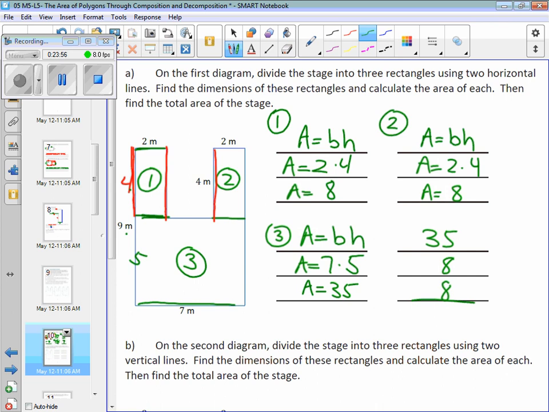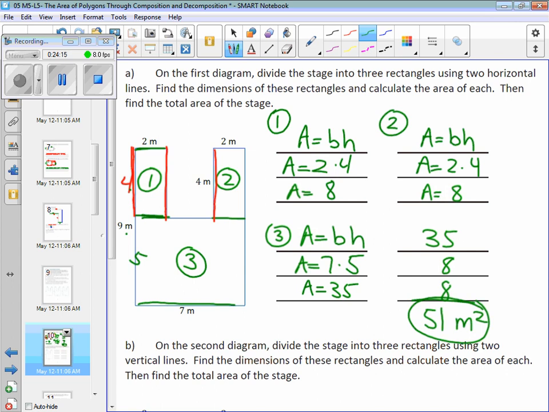41. Don't make careless math errors. Wait. Don't guess. Kira, what do you got? 51. And since that's our final answer, we have to add the units in now. Circle it. Okay? So that's part A.